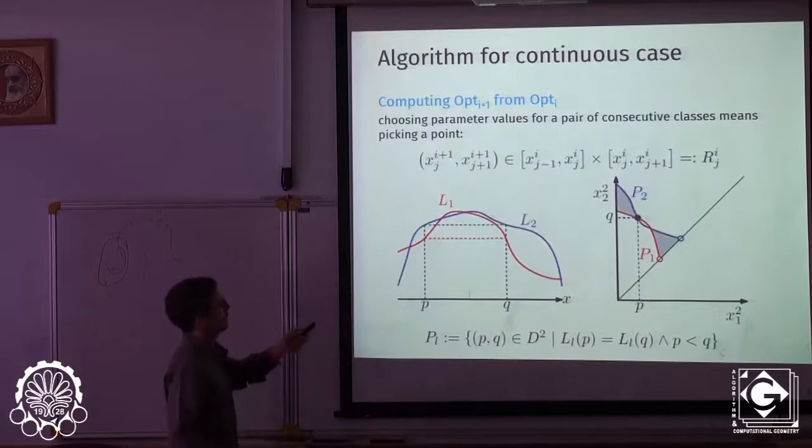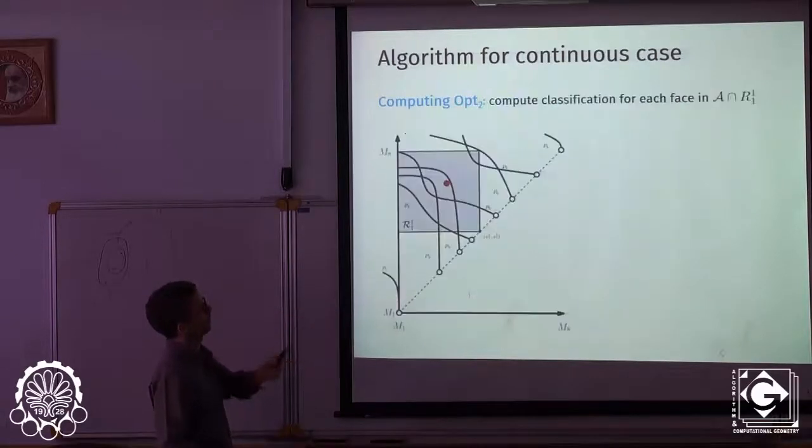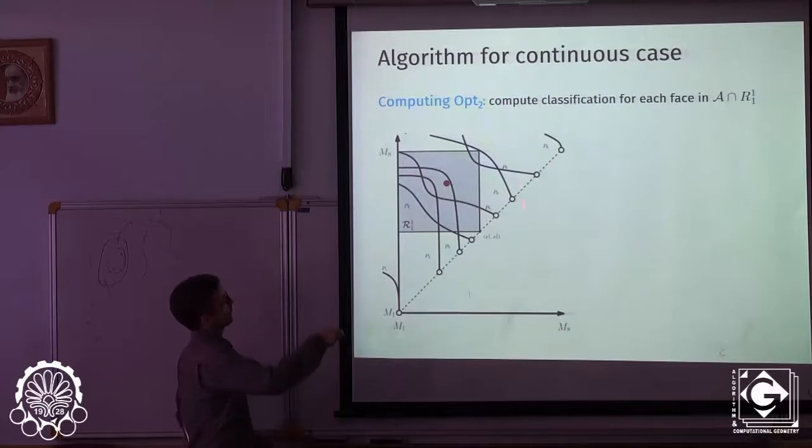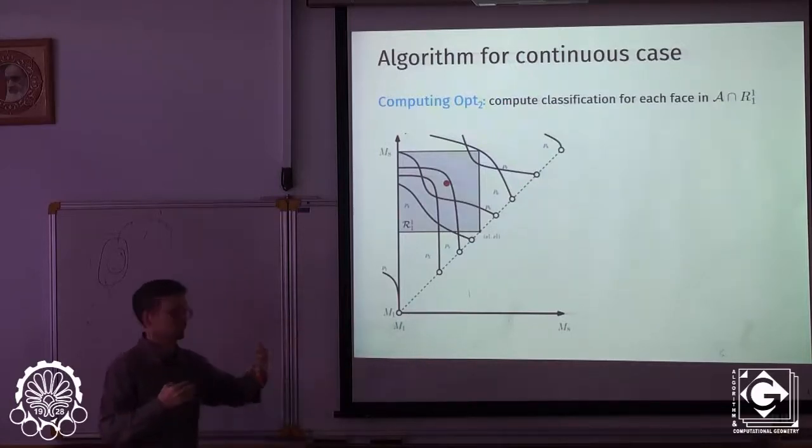And now what I can do is I add more likelihood functions, and I look at now the space, the arrangement of lines that I get by adding all of these isolines.